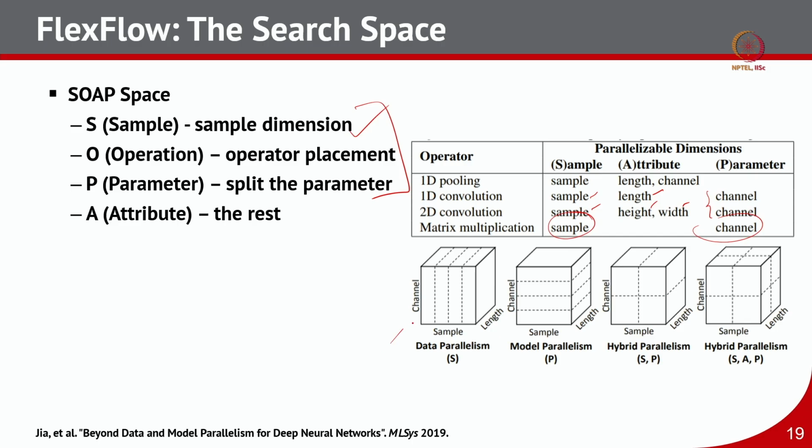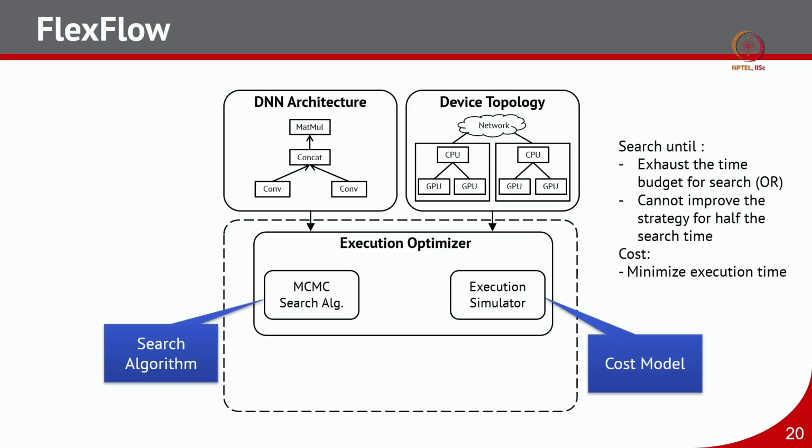Again, these figures show how to do this parallelism, how to cut the whole cube, where one axis is channel, another axis is sample, and another axis is length. Depending on how I cut the cube, different parallelism techniques are defined. Okay, so that is the whole search space.